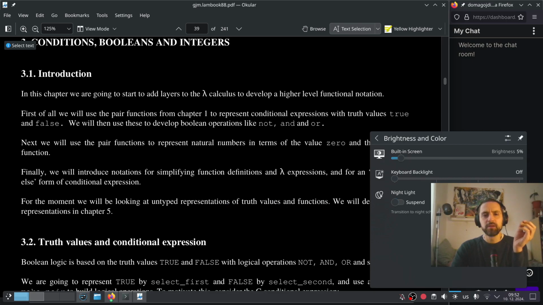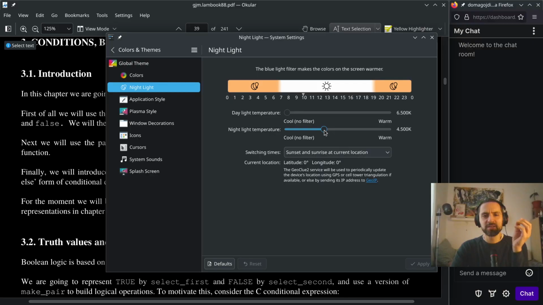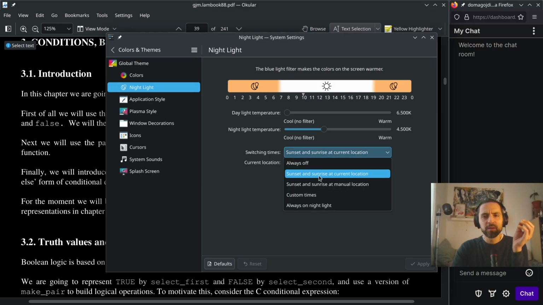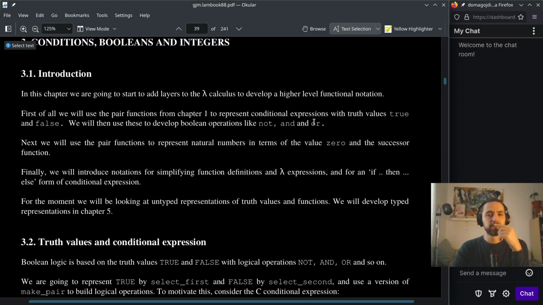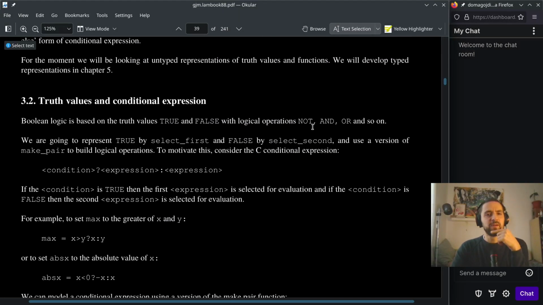Configure, because my eyes hurt a bit. Day's light. Sunset, custom times. Can I just turn it on when I want? I don't know. Okay.